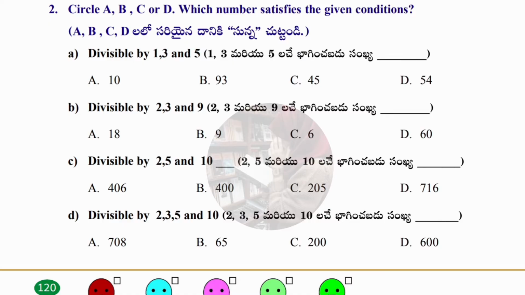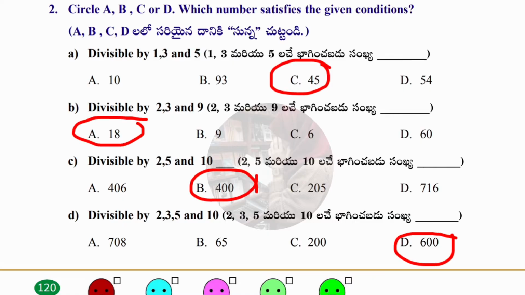Okay, so 10 is not divisible by 1, 3, 5. 93 is not divisible by 1, 3 and 5. So 45 is divisible by 1, 3 and 5. Means 1 into 45, 45. 3 into 15, 45. Then 5 nines, 45. That's why only option C will go with the question. Okay, divisible by 1, 3 and 5. That's why circle C. Option C.